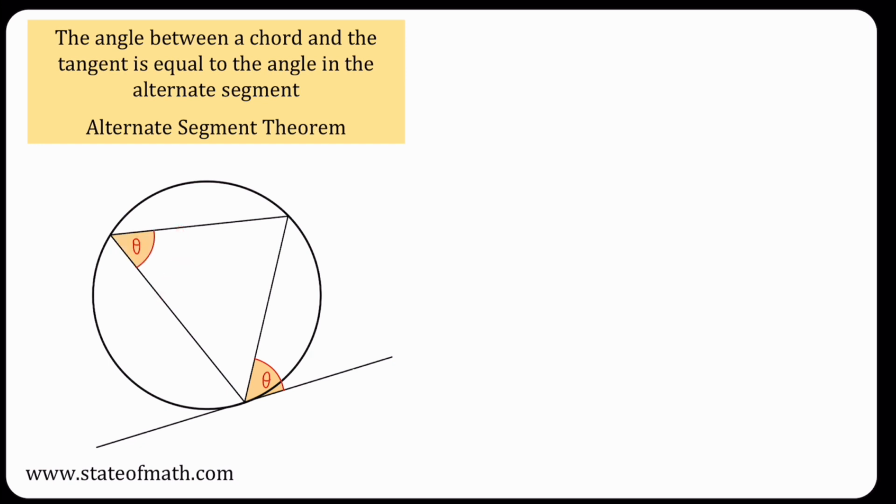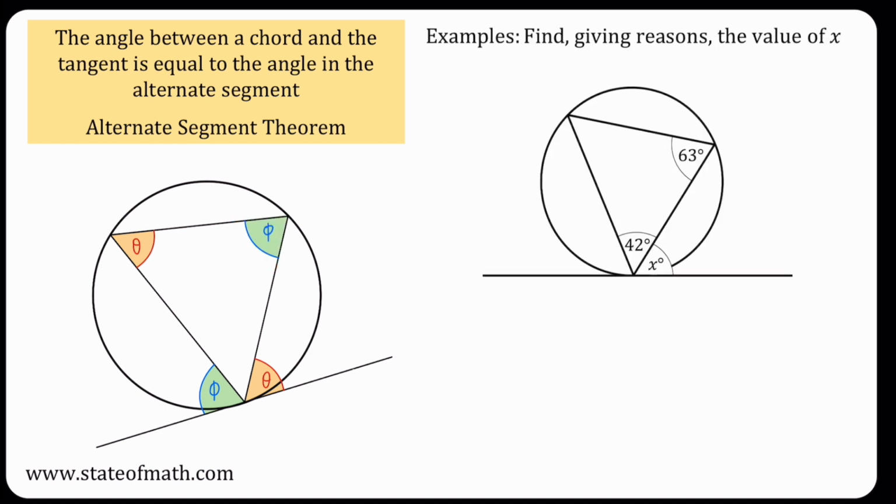Similarly, if I'm looking at the situation from the left-hand side, then the angle between the chord and the tangent is phi, and this is equal to the angle in the alternate segment, which is over there. Let's look at a brief example. We need to find the value of x here, giving reasons.